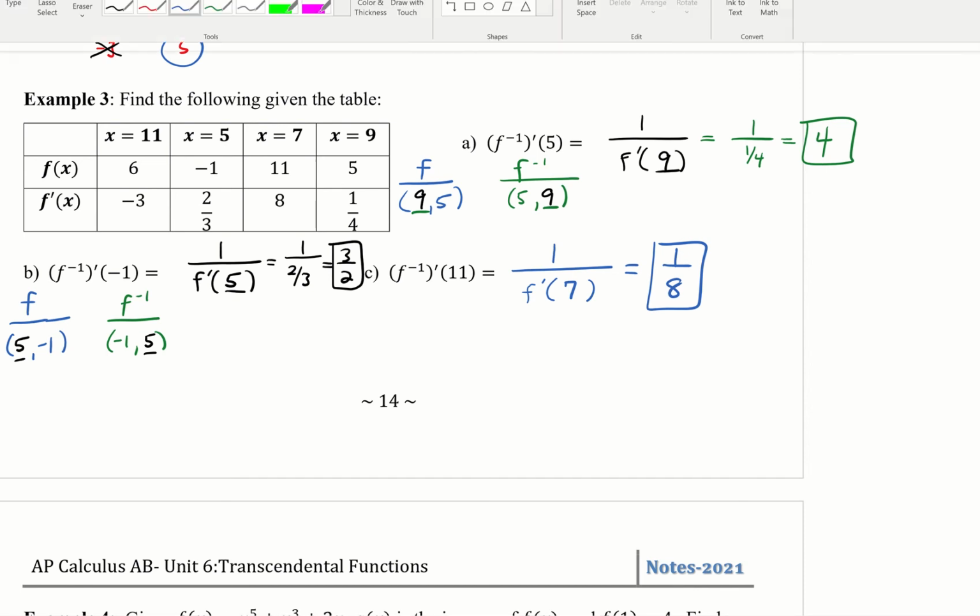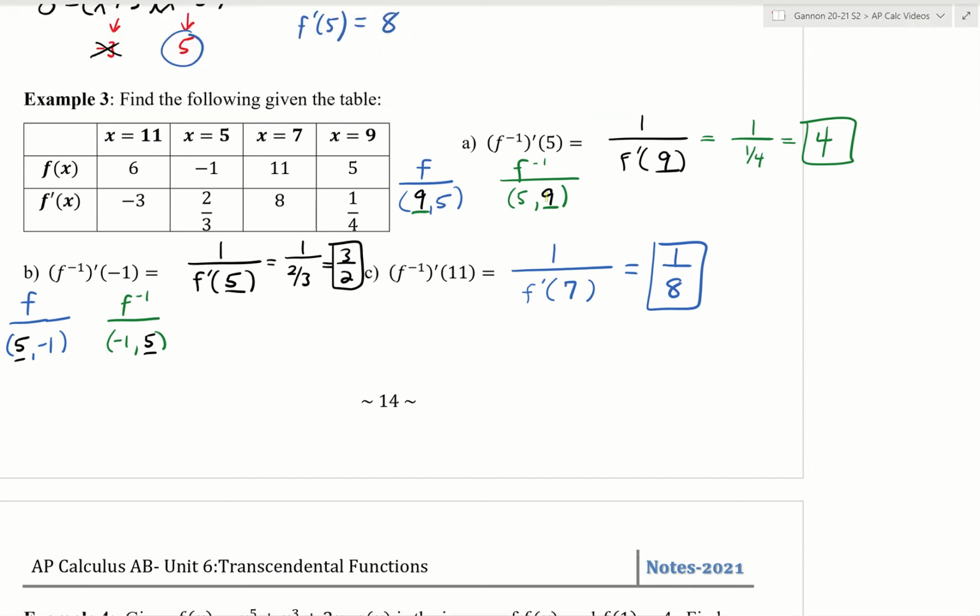So, what I find helpful, like I said before, is you've got to understand the relationship between that value. When you're looking for the derivative of the inverse of a function, whatever the output of the inverse is, that's the input of the function that you want the derivative of.